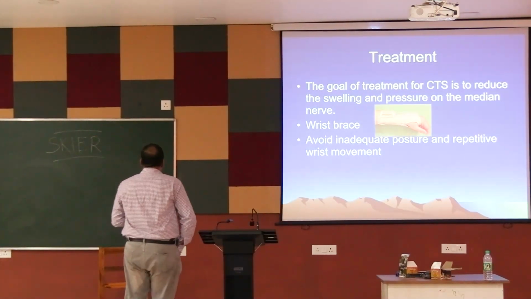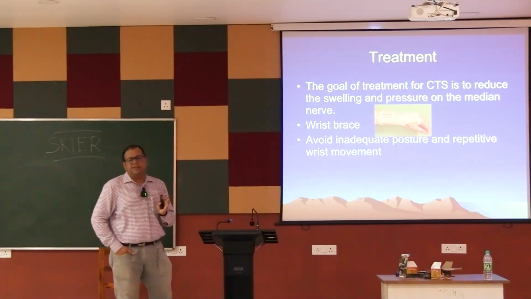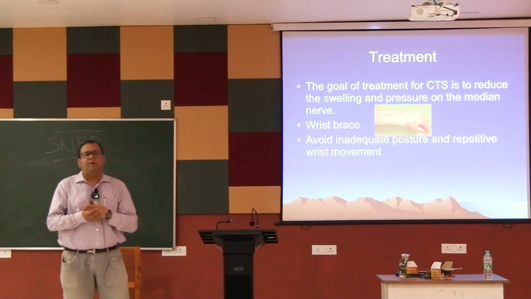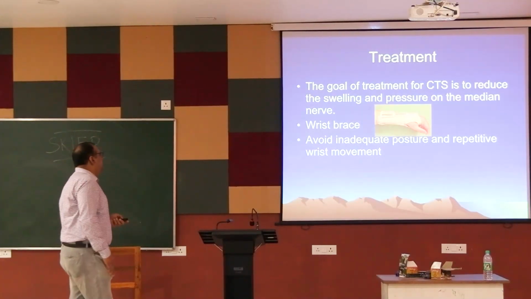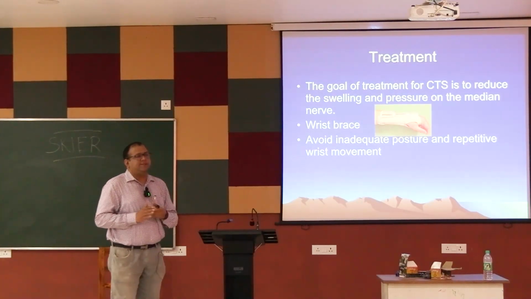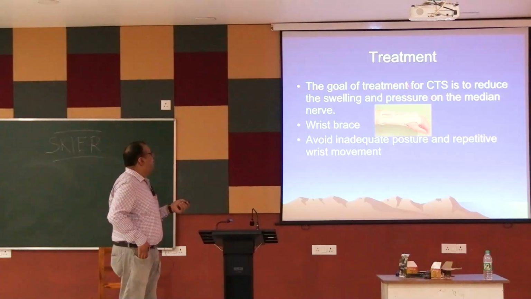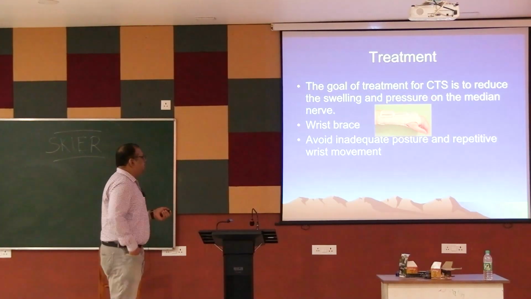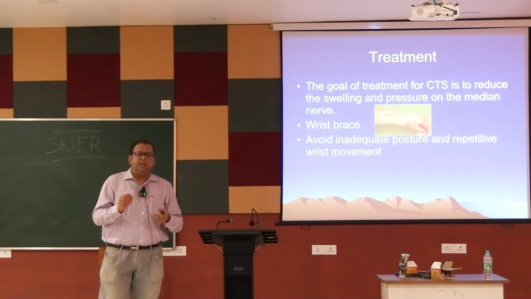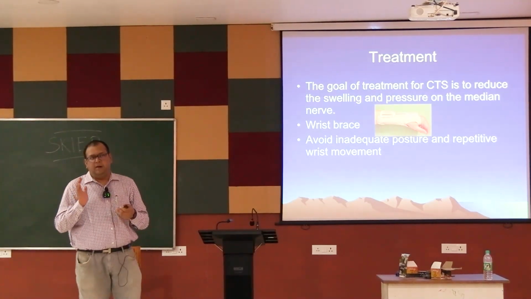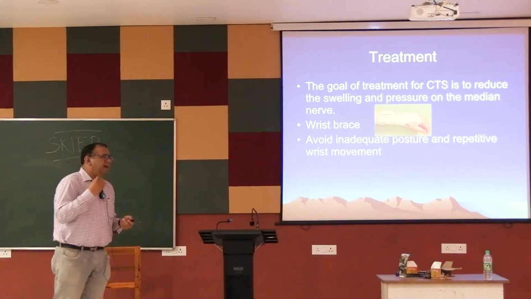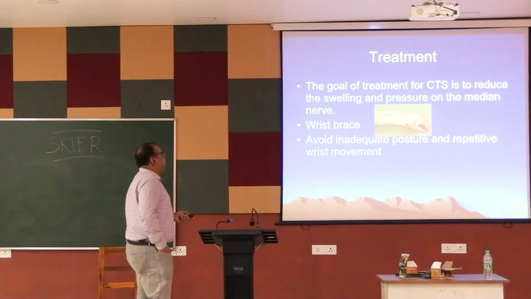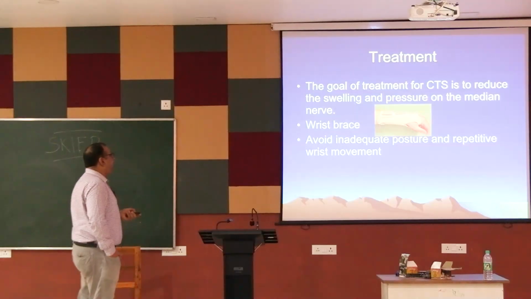Treatment: first of all, the first treatment will be non-surgical, obviously, because it is not an acute injury or anything, it's a chronic thing. So you first manage it conservatively. You go in for a CTS brace, CTS meaning carpal tunnel syndrome. The goal of treatment is to reduce the swelling and pressure on the median nerve. So you use a wrist brace, but initially it hampers the patient's activity, so we ask the patient to wear it at nighttime, so that the activity of the patient is not hampered.